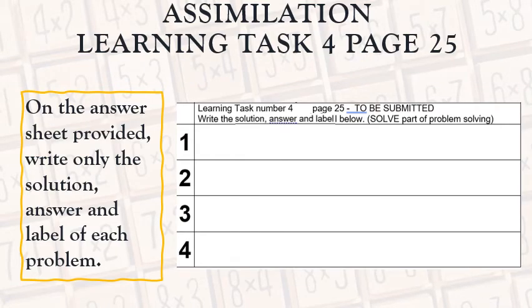Assimilation. Learning Task 4, page 25. On the answer sheet provided, write only the solution, answer, and label of each problem. This is to be submitted.